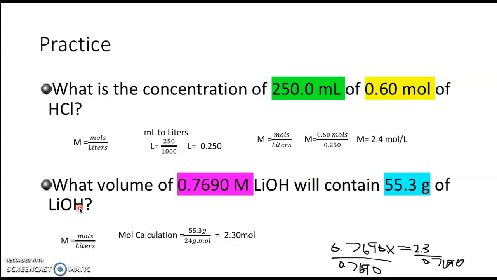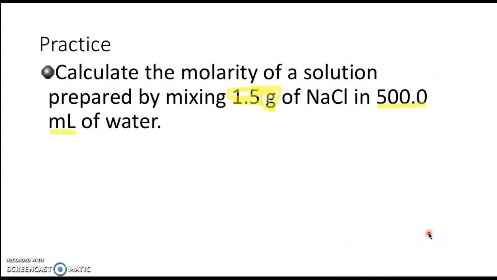Now that I have my moles, I can go ahead and find the volume, because that's what they were asking for. They were asking for the volume. So I plug in to the solution, and when in doubt, I'm going to go ahead and cross multiply. And when I cross multiply, I'm going to get 0.7690 x equals 2.3. And then I'm going to divide 0.7690 from both sides, and I get my liters, or my volume, should equal 2.99.